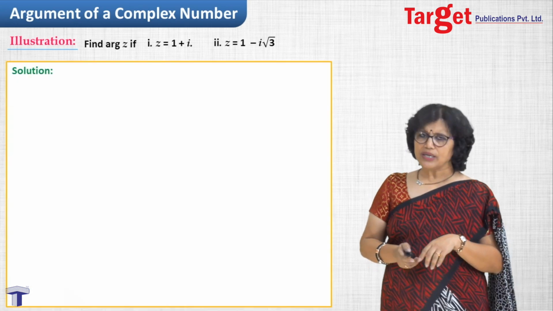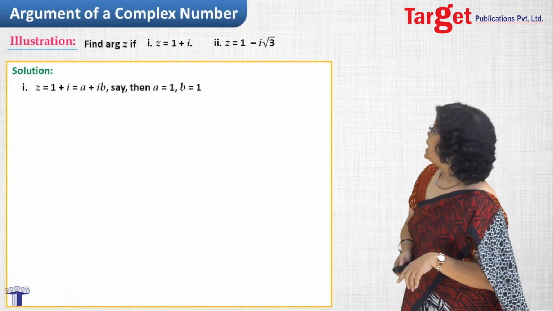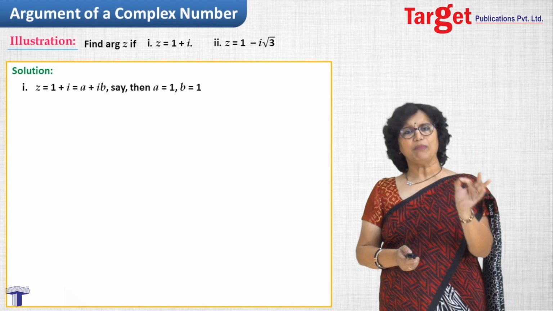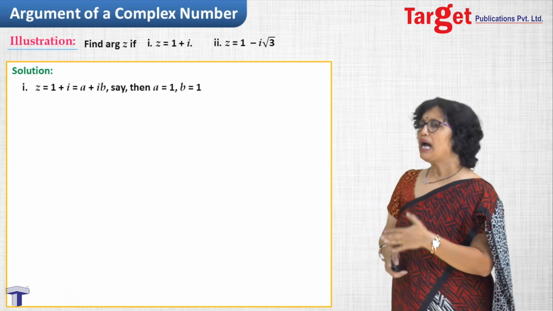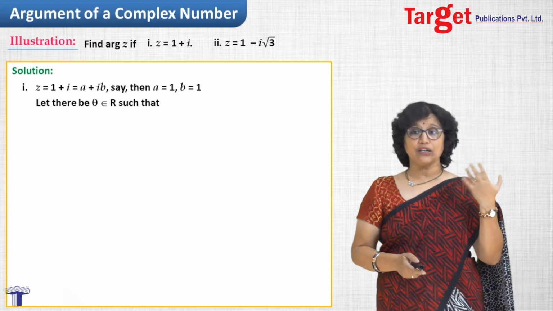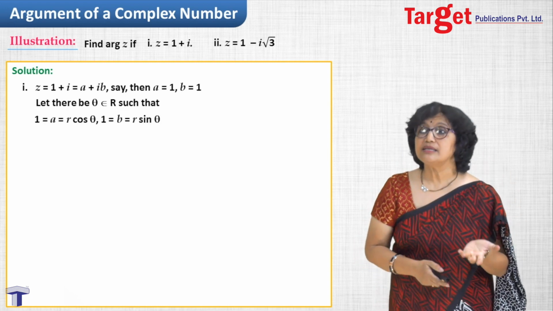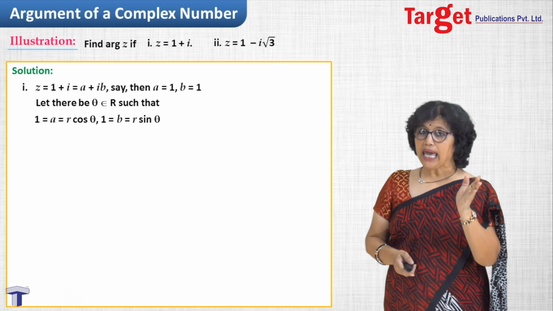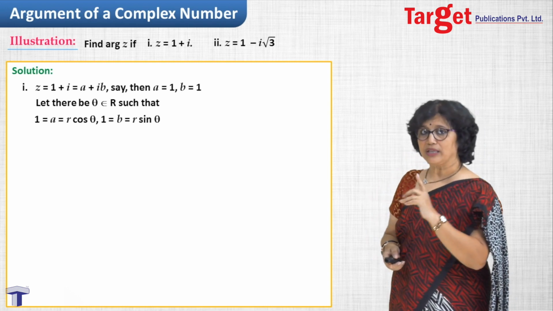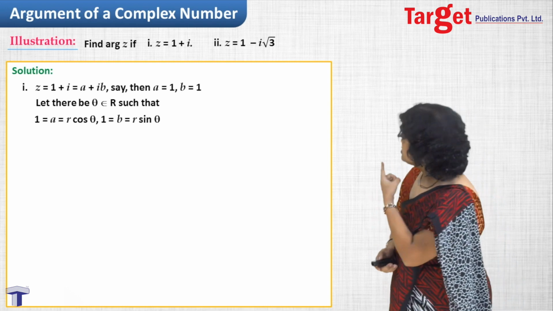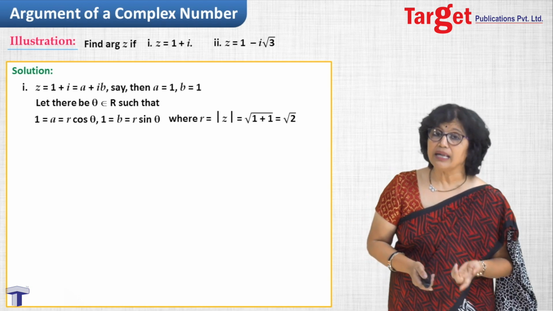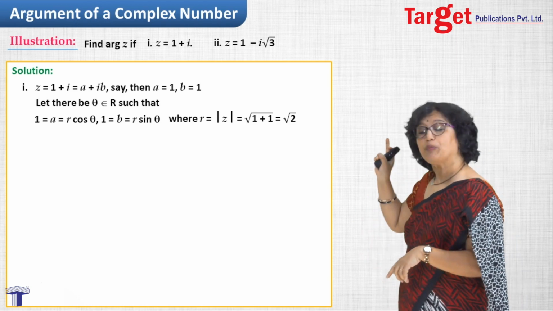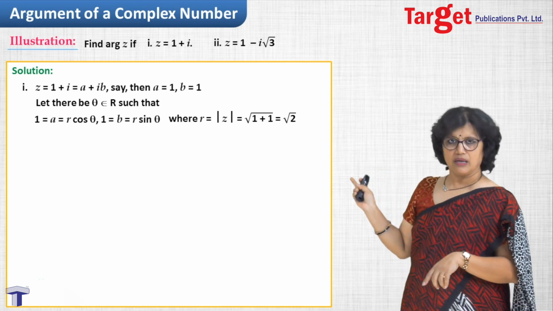Now first I write 1 plus i as a plus ib, and I write correspondingly what is a, what is b, and I go for mod z because that would be required. I have to get theta such that a equal to r cos theta and a is 1. So 1 equal to r cos theta and b is also 1. So 1 equal to r sin theta. What is r? That is mod z. And what is mod z? That would be under root of 1 plus 1. It is under root 2.